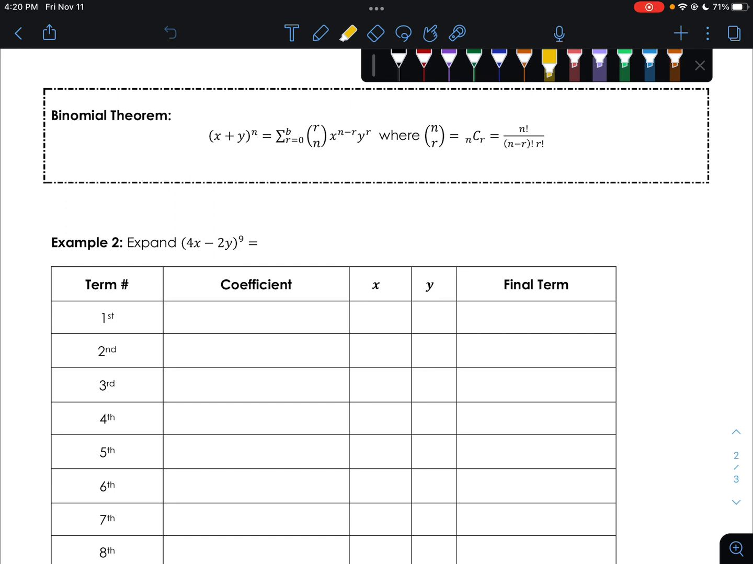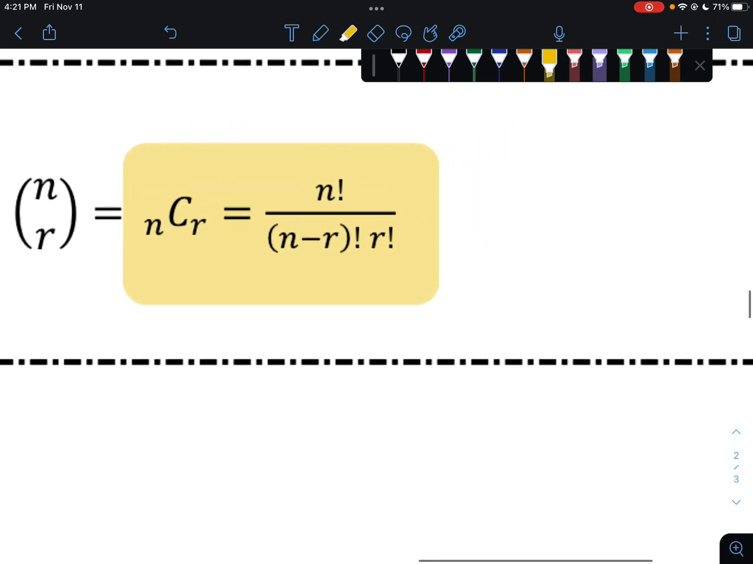formula, but what we want to focus on is this piece right here. So this piece right here actually gives us the coefficients for our terms instead of using Pascal's triangle. So this is a combination, and this is where we start throwing punctuation into math. So this symbol right here is known as a factorial.